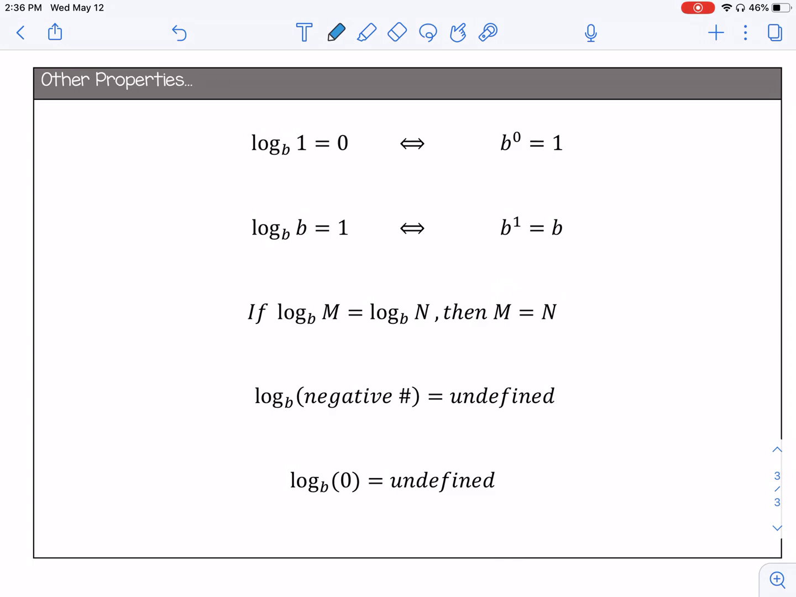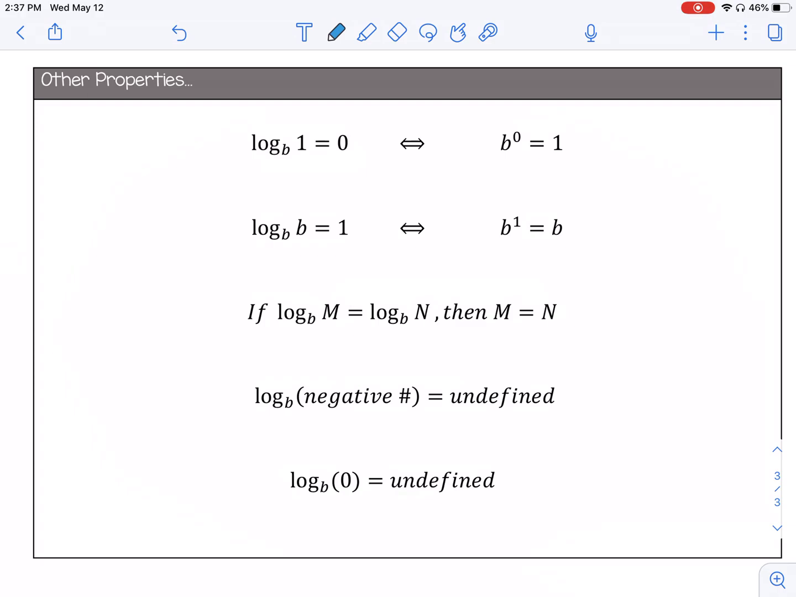The log base b of 1 is equal to 0. Well, that makes sense, right? Because anything raised to the 0 power is 1, right? So these are interchangeable. And then we have the log base b of b is equal to 1. Well, that makes sense too, right? Because if we rewrite that in exponential form, b to the first power is still going to be b.